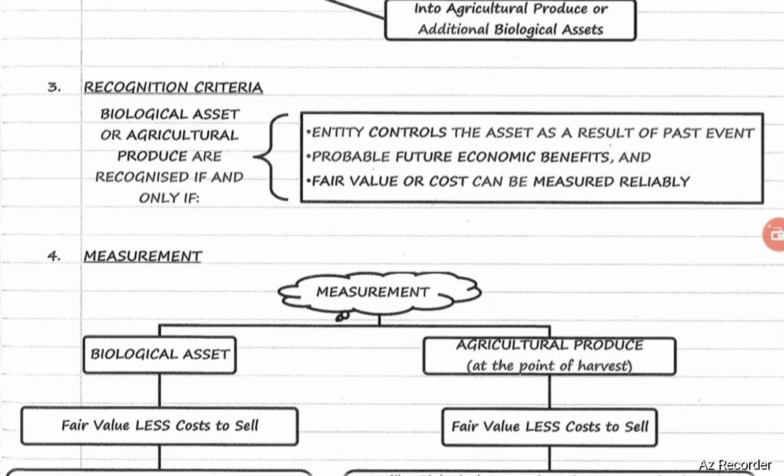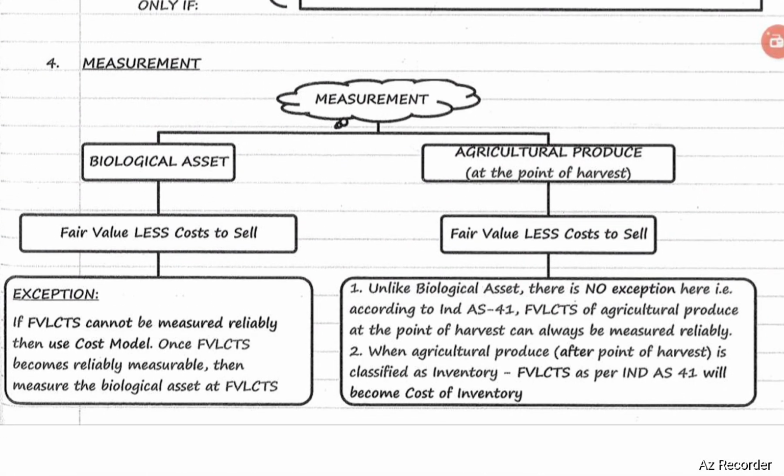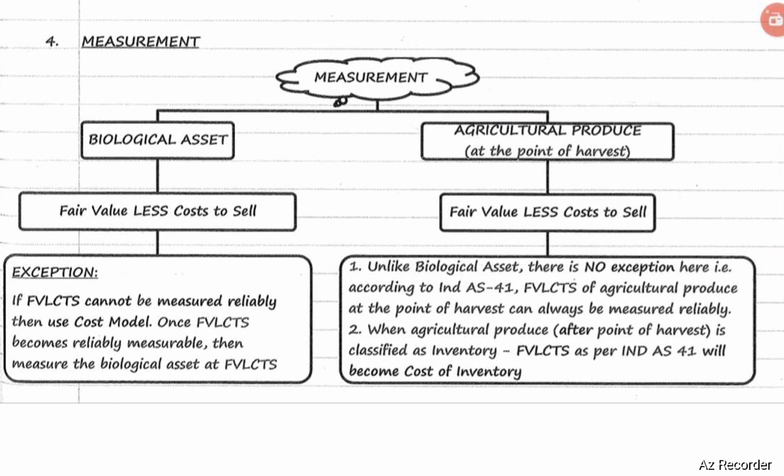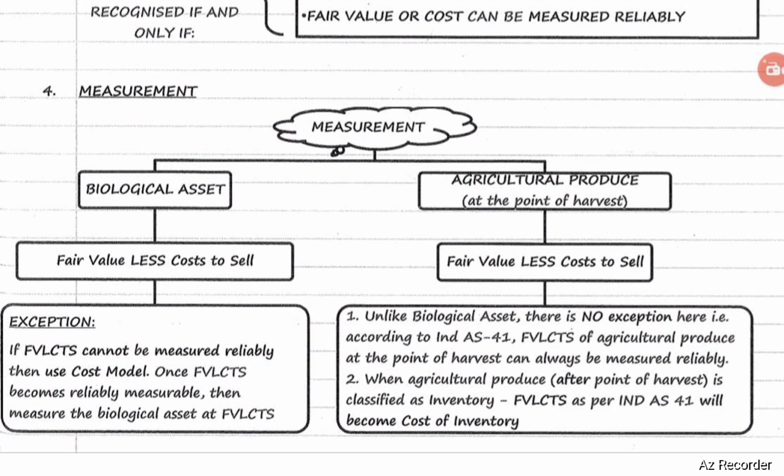Measurement. Measurement of biological asset. Biological assets are valued at fair value less cost to sell. Exception is if fair value less cost to sell cannot be measured reliably, then use cost model. Once fair value less cost to sell becomes reliably measurable, then measure the biological asset at fair value less cost to sell.